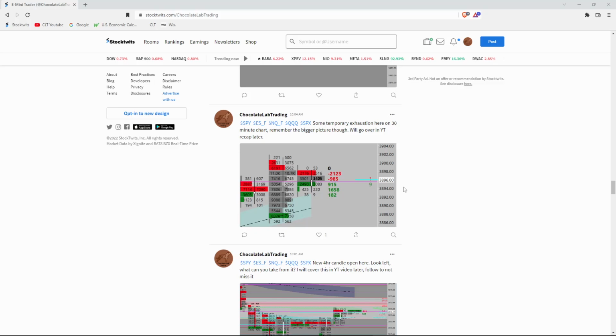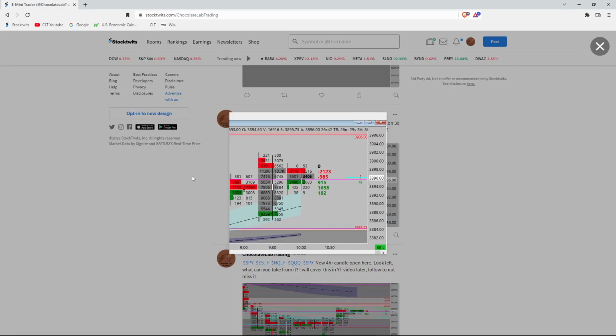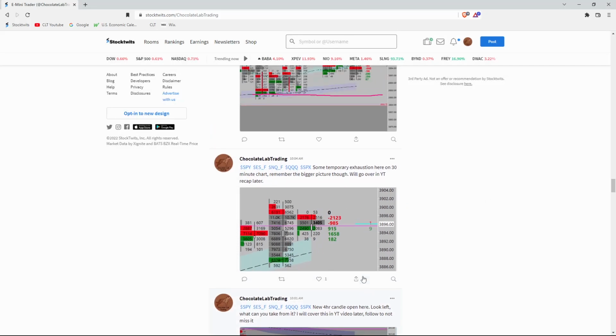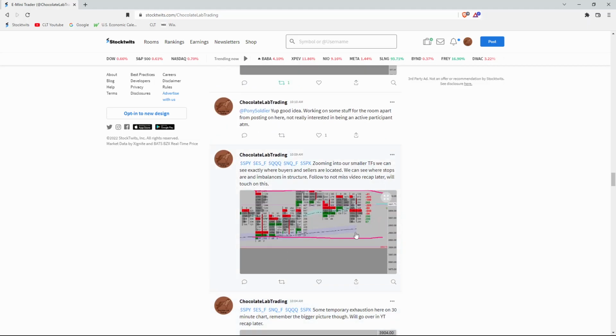Alright, some temporary exhaustion here on the 30-minute chart. Remember the bigger picture though, we'll go over in recap. So I don't have the screenshot, I'm sorry. But if you're focused on one time frame, as you know, I'm sure every trader has succumbed to this at least at one point, paying attention to one time frame. So you see this, you might be looking for the short. But you have to remember back to our daily where we had signs that we did not see exhaustion yet. So that's how the footprint could save us from taking trades we don't want to.